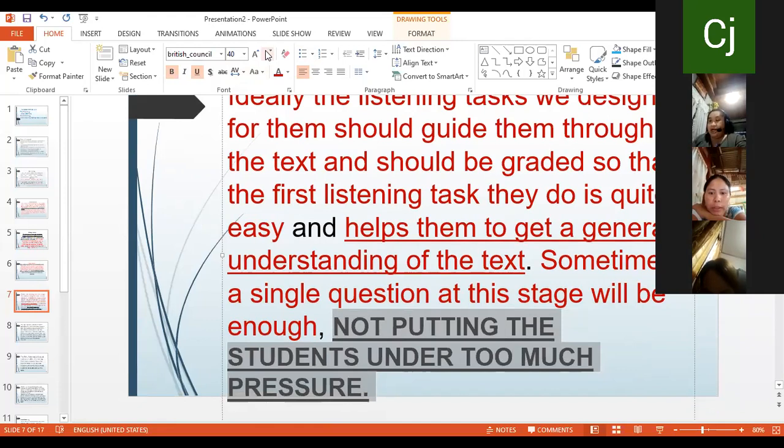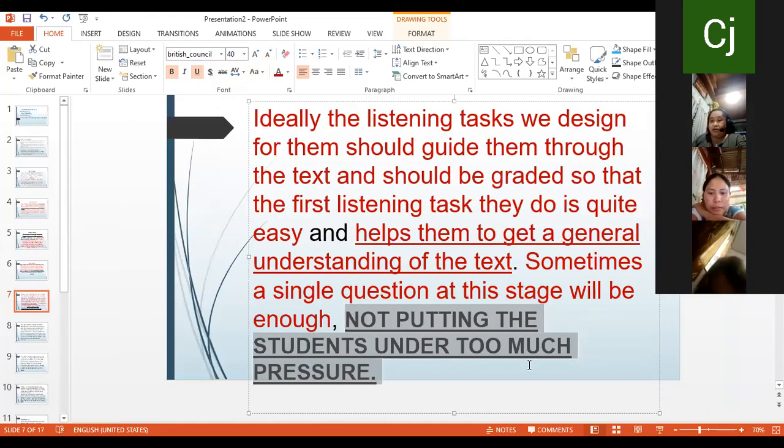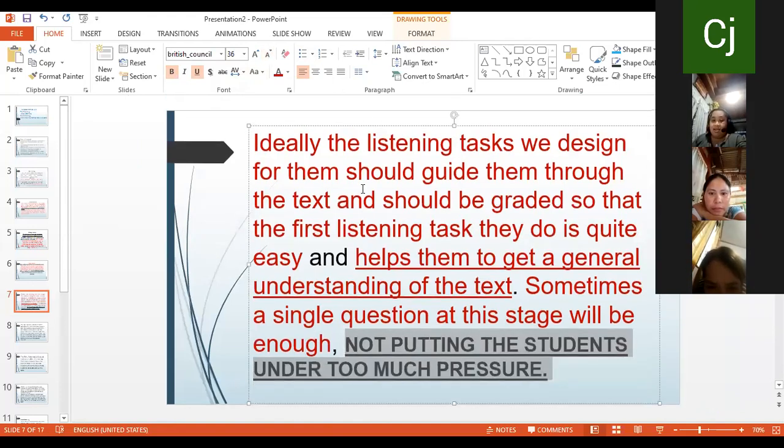As much as we want that activity to be a very bright activity, but we should also make sure that we don't put the students in what? Too much pressure. Kasi you are there to help the student improve his or her listening skills. Hindi mo naman ginawa yung activity para patayin yung estudyante, di ba? It's different from helping a student than killing a student.